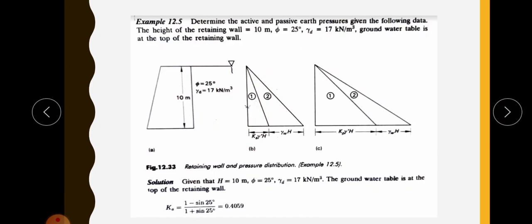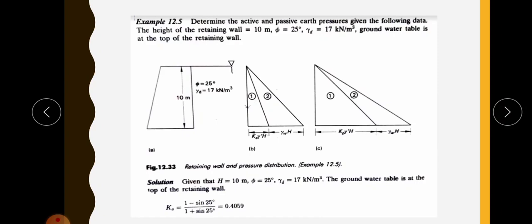Other properties are not given, but in geotechnical 1 you have studied the physical properties and various equations for calculating gamma dash, gamma dry, etc. So you should remember those portions also. You should know some basic equations by heart.